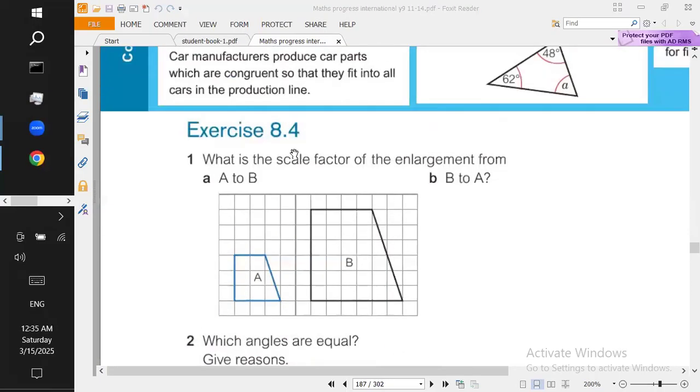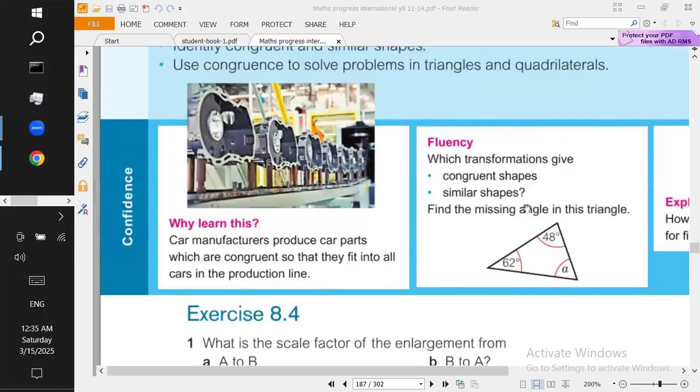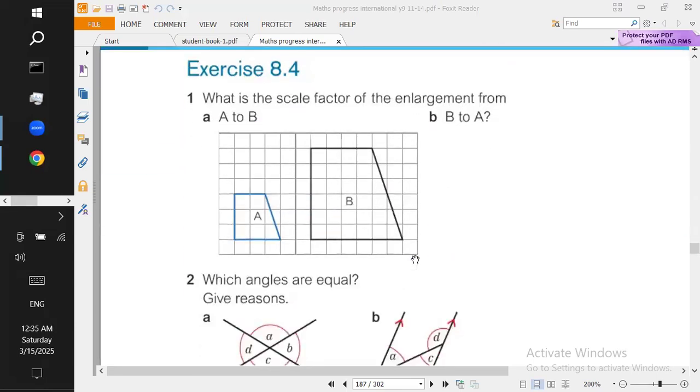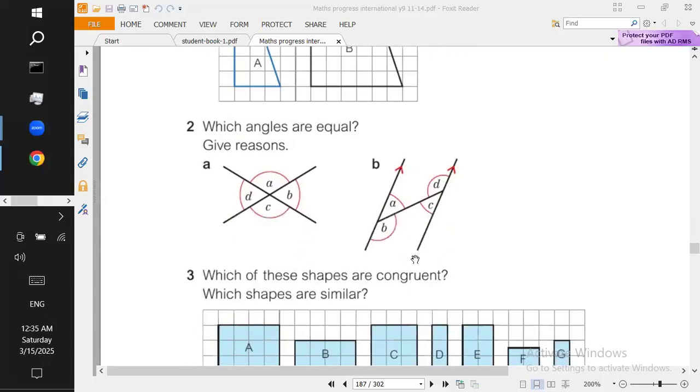As you can see here, these shapes are enlarged by each other, so they are not congruent. Basically, they are similar because congruent means the same size of lines and the same angles. Now, let's take a look here. These are opposite angles, so they are equal. So A and C are opposite, so they are equal. D and B are opposite, so they are equal.